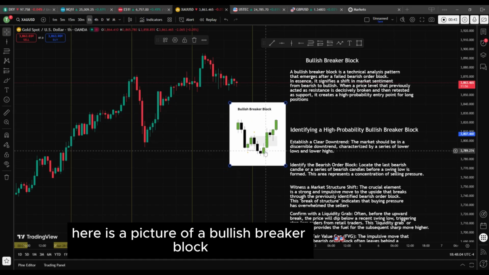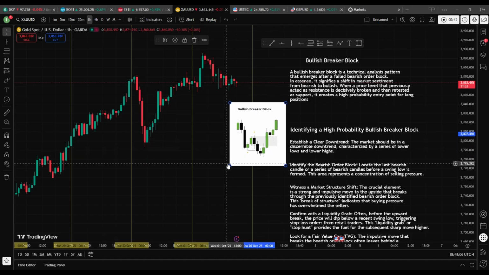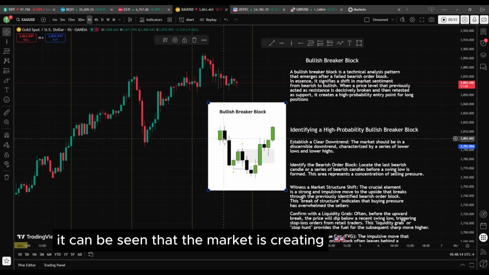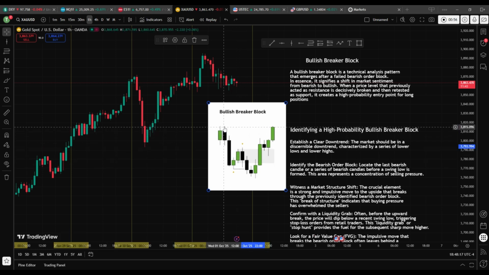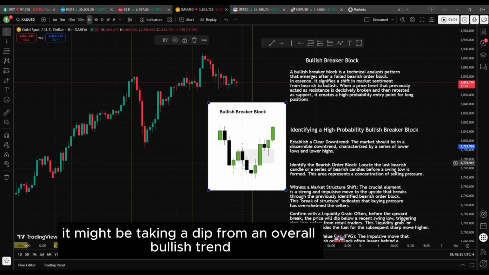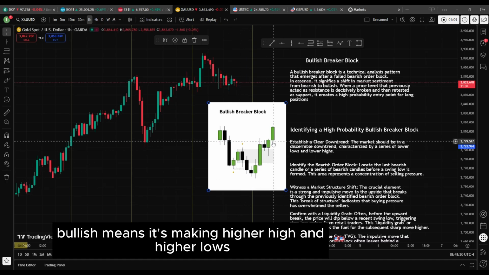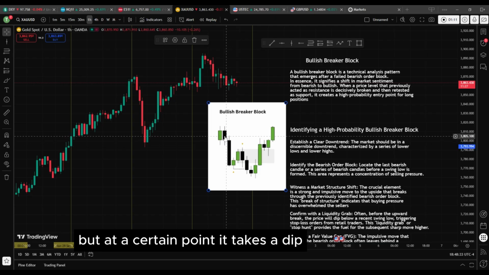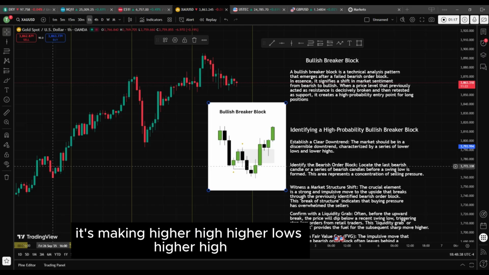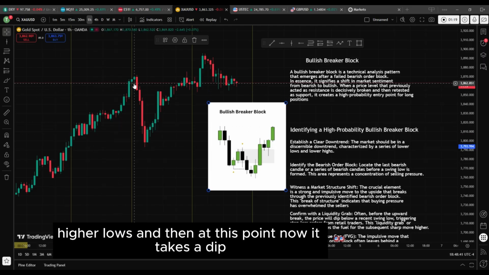Here is a picture of a bullish breaker block. Let me zoom it up a bit. From this point down here, it can be seen that the market is creating lower highs and lower lows. That is bearish. It might be taking a dip from an overall bullish trend. Bullish means it's making higher highs and higher lows, but at a certain point, it takes a dip, just like we're seeing here.